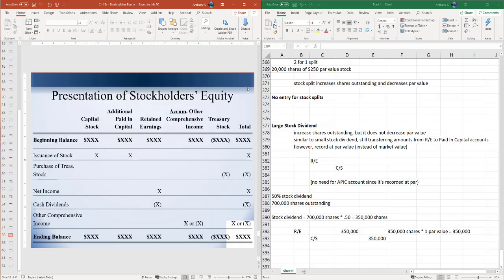To finish up this chapter, the next slide shows a statement of stockholders' equity. All this statement shows is the beginning balance in each of our equity accounts, and how each account changes throughout the period. I'm not going to ask you to prepare a statement of stockholders' equity, but it's similar to a retained earnings statement, except now you have more equity components.